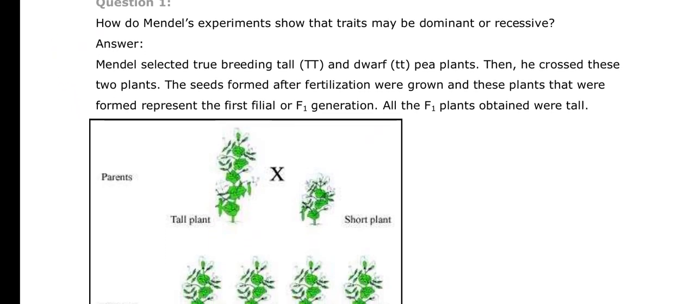Next, how do Mendel's experiments show that a trait may be dominant or recessive? Mendel selected true breeding tall and dwarf pea plants. Then he crossed these two plants. The seeds formed after fertilization were grown, and the plants that were obtained represent the first filial or F1 generation. All the F1 plants obtained were tall.